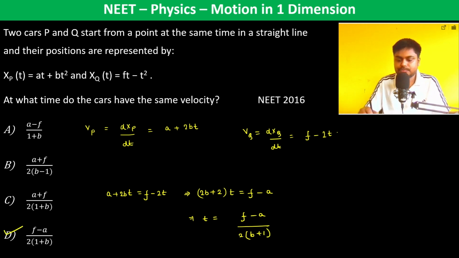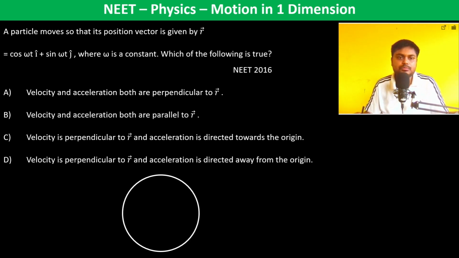D option. Thank you. A particle moves so that its position is given by r equals cos omega t plus sin omega t, where omega is a constant. If you see this, let us say the particle starts from here and it is moving with an angular velocity of omega, so therefore this is going to be omega t.